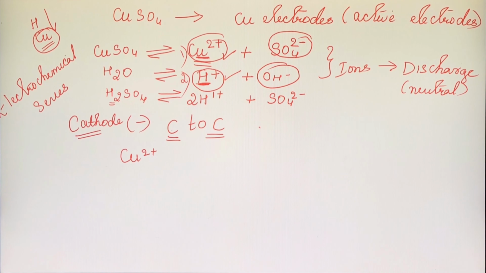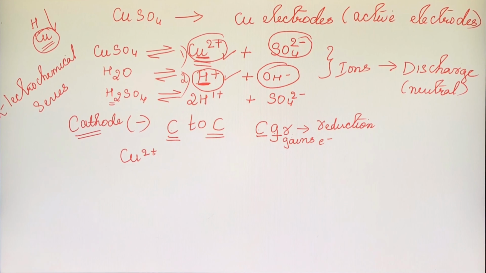Clear? And do you remember the short form that I have given you? CGR. That means cathode gains electrons. And whenever any element gains electrons, what is the process that we call it? Reduction is nothing but gain of electrons. Clear? So at the cathode, what reaction is going to happen? The cathode will gain electrons and it will undergo the process of reduction.